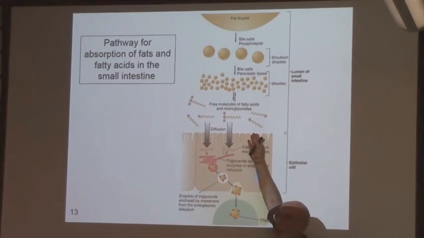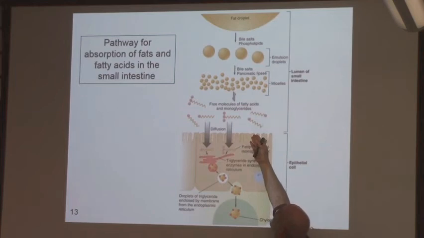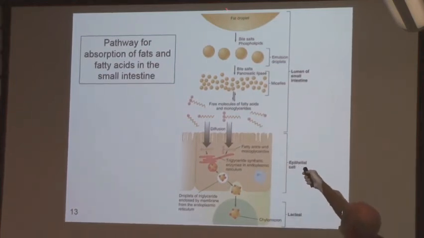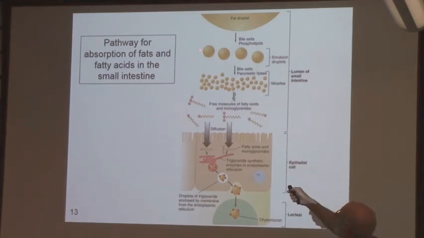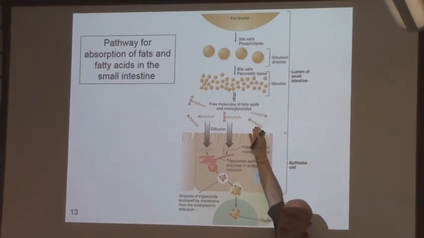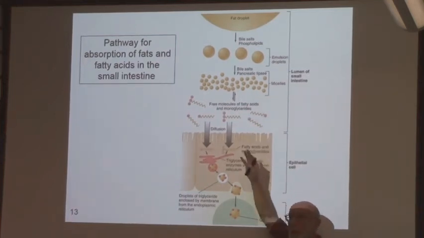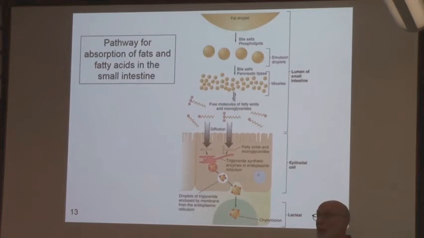We can't absorb droplets of fat, we can't absorb emulsion droplets, we can't absorb micelles. We absorb monomers of fats. We got those monomers by breaking the fat up into smaller and smaller bits, giving the lipase, remember we have lipase from the pancreatic juice, an opportunity to cut the fat into these monomers.